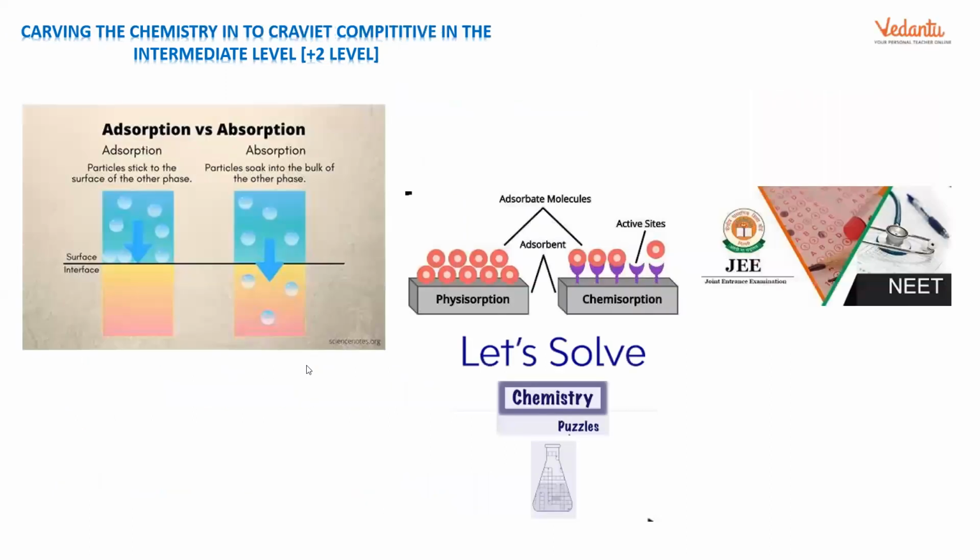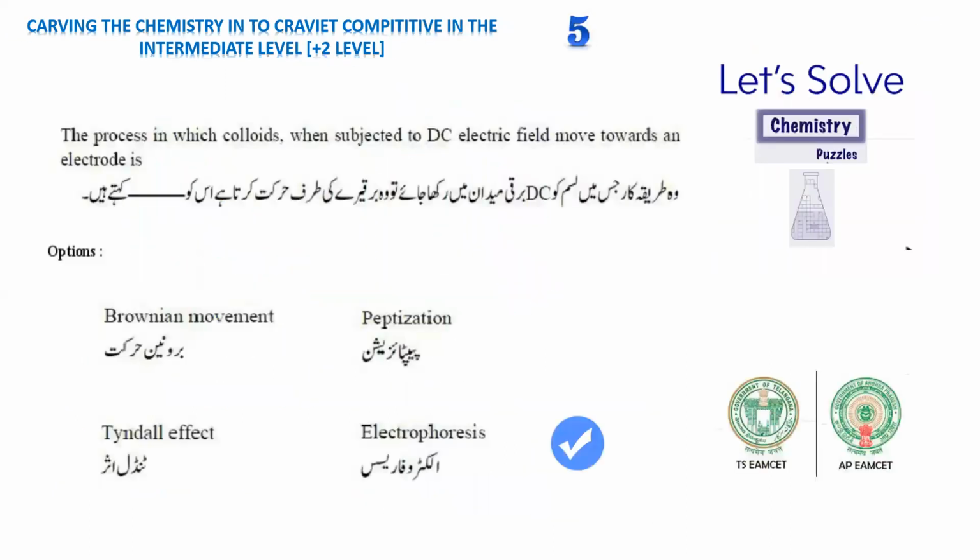Let's move on to question number 5. In question number 5, the process in which colloids, when subjected to a direct current electrical field, move towards an electrode is. The process in which colloids, when subjected to DC electrical current, move towards an electrode.